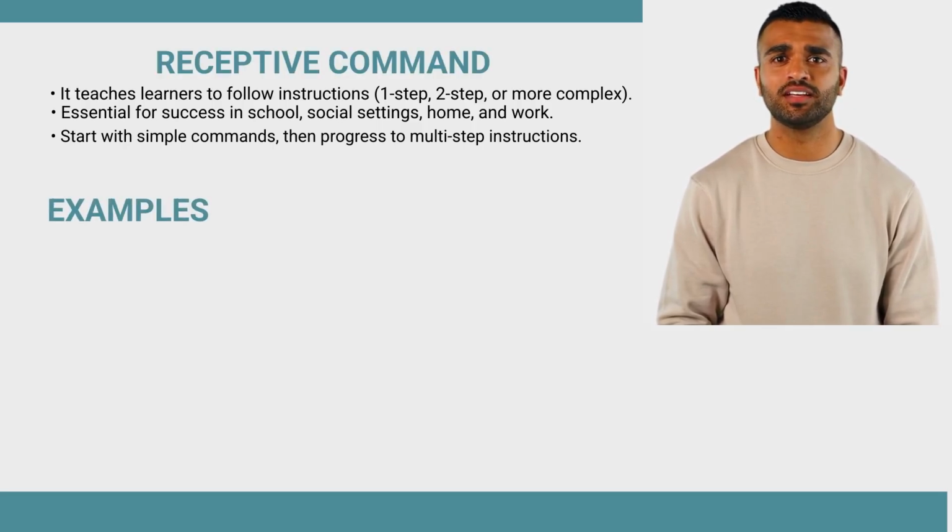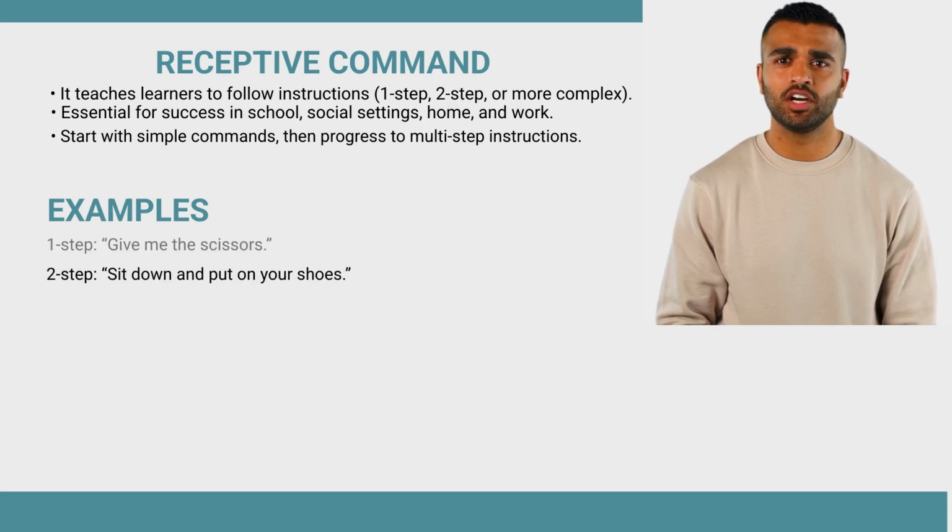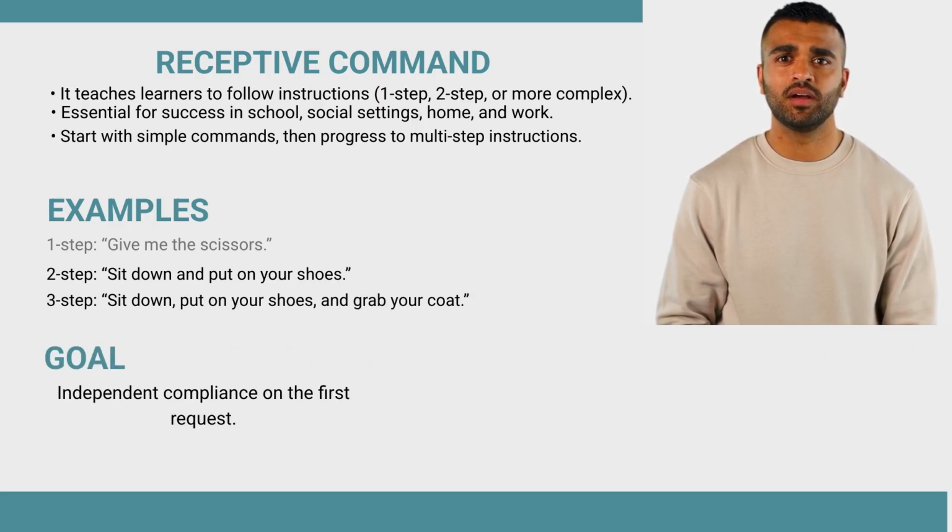An example of a one-step instruction is a teacher saying to a student, "Give me the scissors," and the student gives the teacher the scissors. An example of a two-step instruction would be a mother saying to her child, "Sit down," instruction 1, and "Put on your shoes," instruction 2. A three-step instruction would be a mother saying to her child, "Sit down," instruction 1, "Put on your shoes," instruction 2, and "Grab your coat," instruction 3. The goal is to have individuals comply with the instructions independently upon the first request.